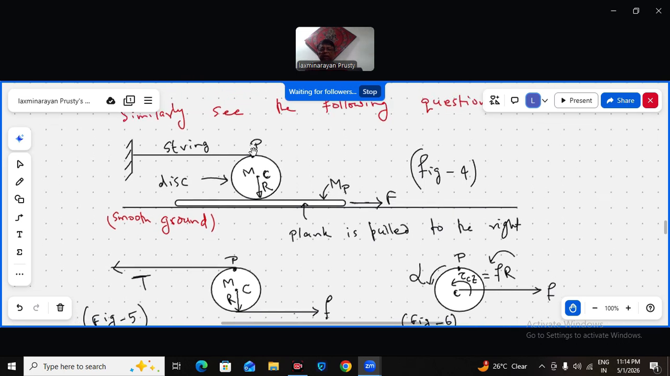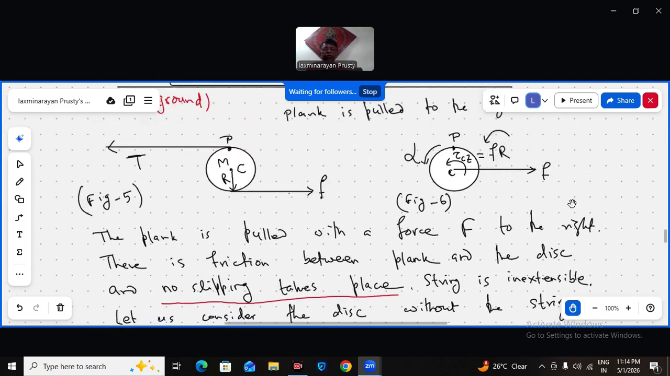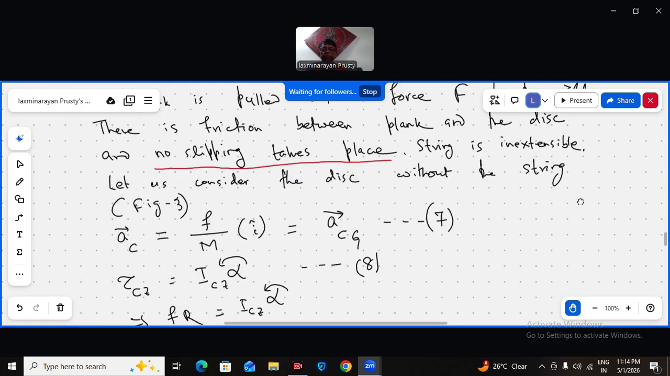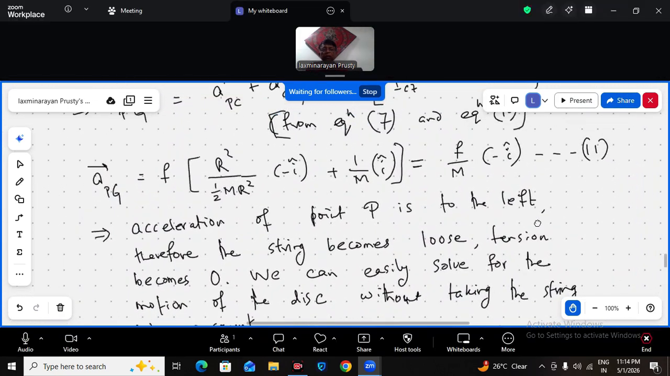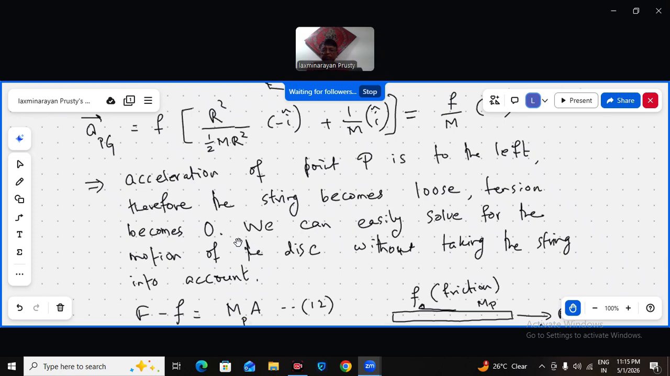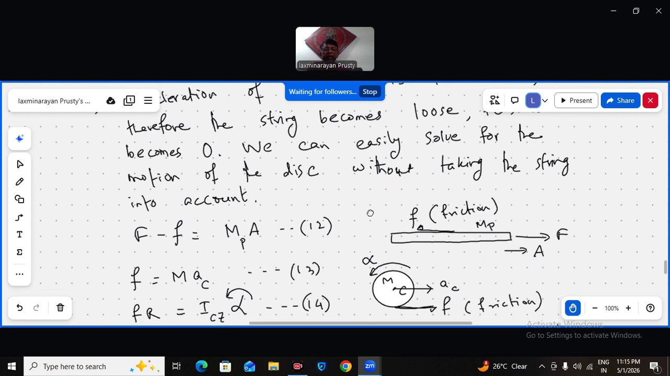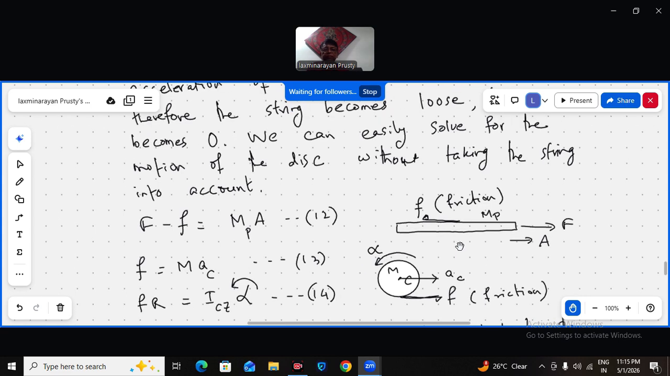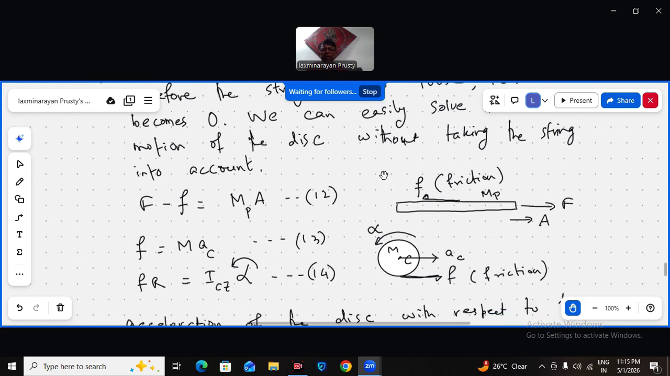If the acceleration of point P is to the left, so this string will become loose. Yes or no? So this tension which is shown here will be becoming 0. Okay, so therefore this string becomes loose, tension becomes 0. So we can easily solve the motion of the disk without taking the string tension. So you see the tension to the left I am no longer taking. Okay, so now you can solve it without taking this top tension.